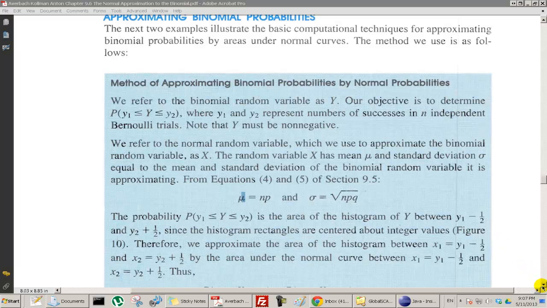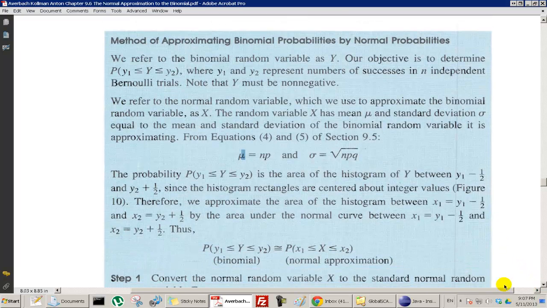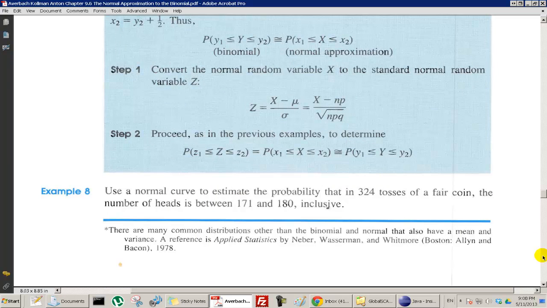After we have that correction, we're trying to get the probability that y is between y1 and y2. This will be the probability that x, a normal random variable, is between x1 and x2, where x1 is y1 minus a half and x2 is y2 plus a half. We've already learned how to calculate this kind of probability for a normal random variable, and that's the way this is done.